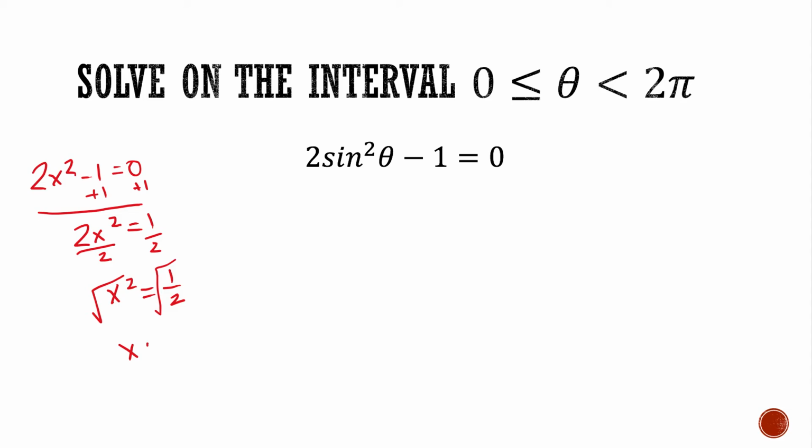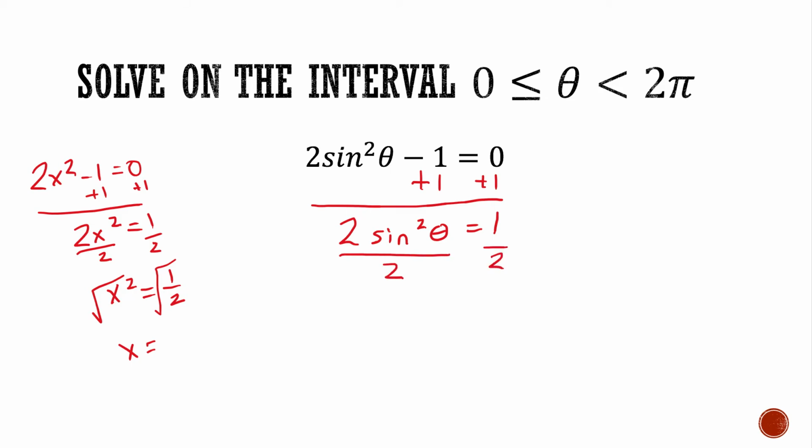Okay, so we're going to do the same thing here. Same exact steps. So I'm going to add 1 to both sides. This is going to give me 2 sine squared theta is equal to 1. I'm then going to divide both sides by 2, so my 2's will cancel out. I have sine squared theta is equal to 1/2. And then I'm going to take the square root of both sides because I want to get a sine and not a sine squared.